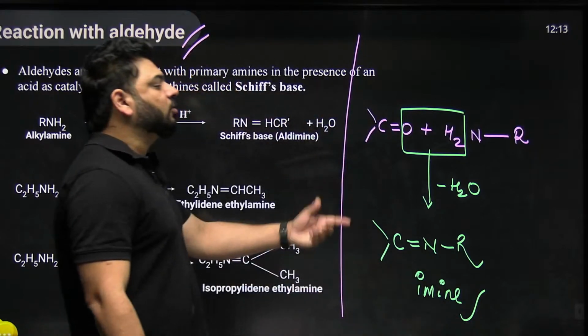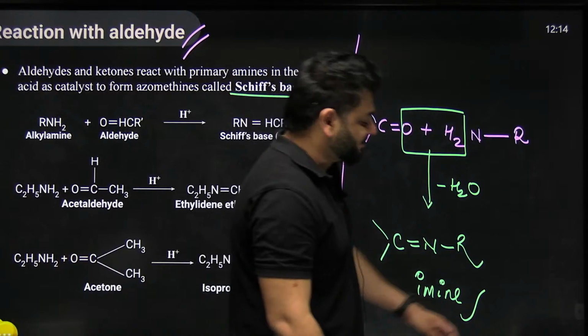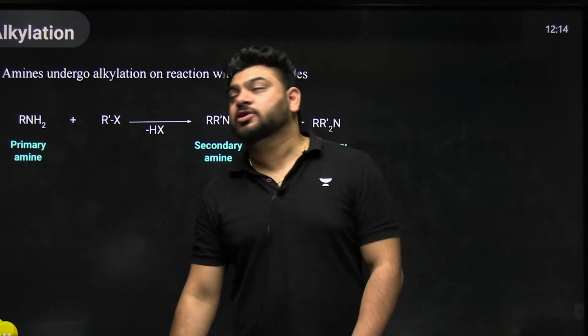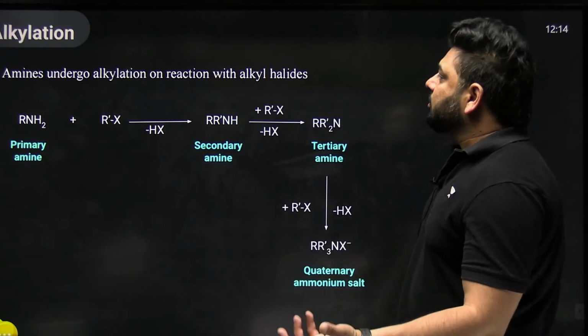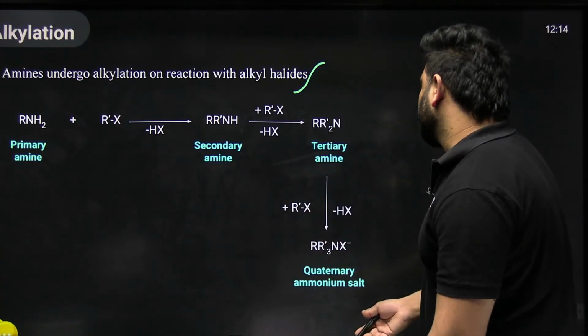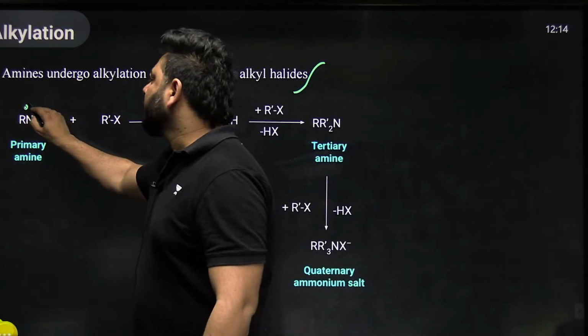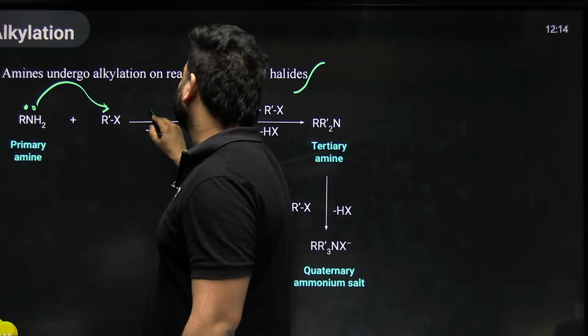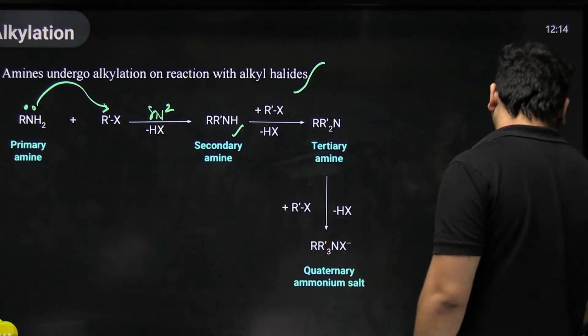So that's the reaction we already studied in aldehyde and ketone, called Schiff's base. I'll move forward to the next reaction, which is alkylation, and we call it the Hoffmann alkylation itself. So that's how it works. A primary amine will react with the RX, and an SN2 reaction will happen. R-NH secondary, then tertiary, then quaternary salt will be formed.